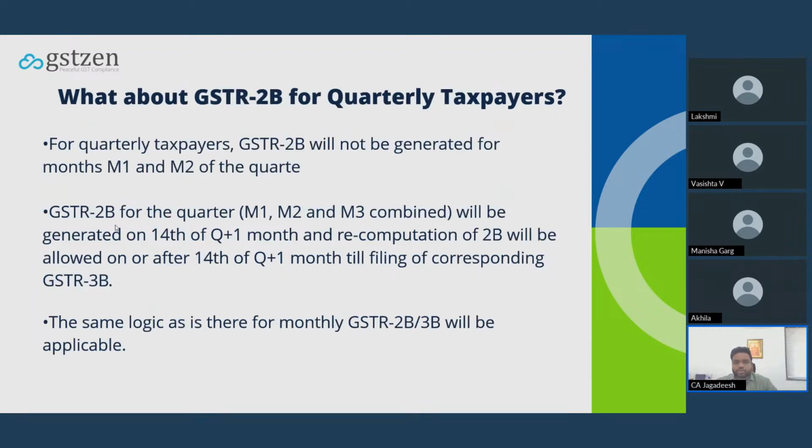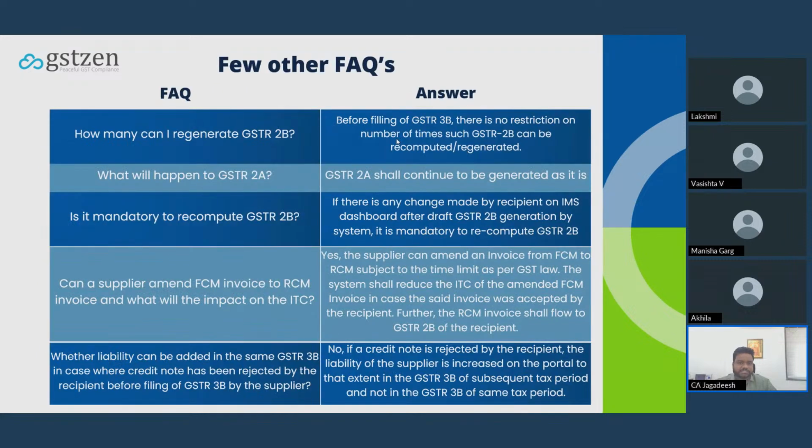What about the GSTR-2B for quarterly taxpayers? For a quarterly taxpayer, the 2B is populated the same way, that is after the quarter plus one month. After the end of the quarter, on the 14th of the subsequent month, the 2B will get generated. It is generated the same way; there is no change in it.